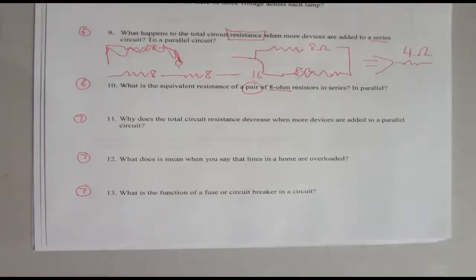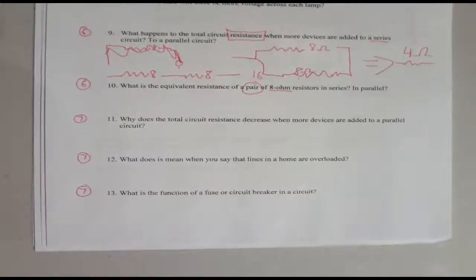All right, number 12. What does it mean when you say that lines in a home are overloaded? Okay, so when you overload a line in a house. Okay, so with 11, are we on 11? No, we're on 12, sorry. Let's see, we did 10, 11. Okay, we did 11, let's go to 12. Sorry, I pause and then I regroup sometimes and then it makes me forget where I was.